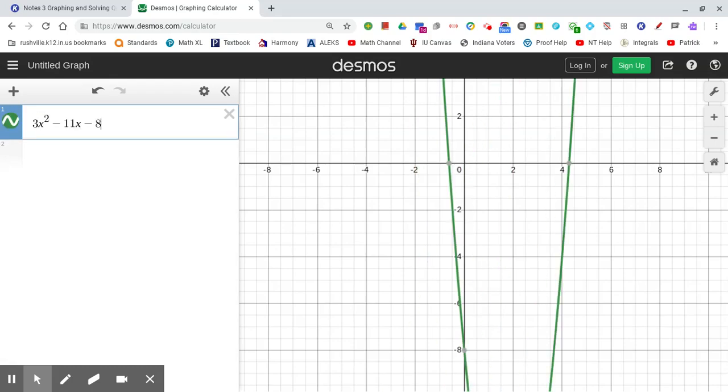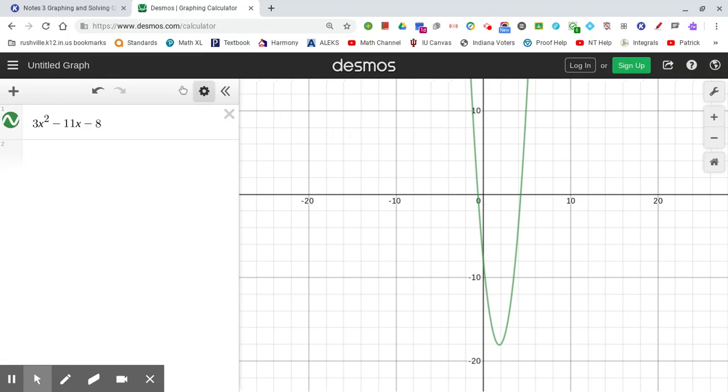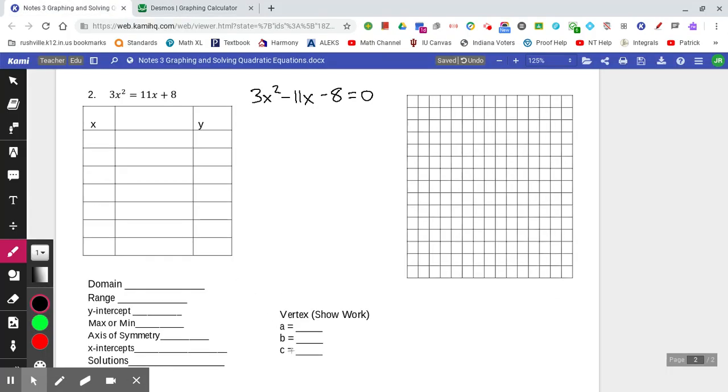and then minus 8. All right, so this graph, I might want to zoom out just a little bit to be able to see it all. But this graph, because the number in front of x squared was a positive 3, it means that the graph opens up. The number in front of x, that's your b, that's negative 11. And then the constant is negative 8. If you wanted to show work for your vertex, I'm actually not going to make you show work since your calculators and since Desmos can do this for you.